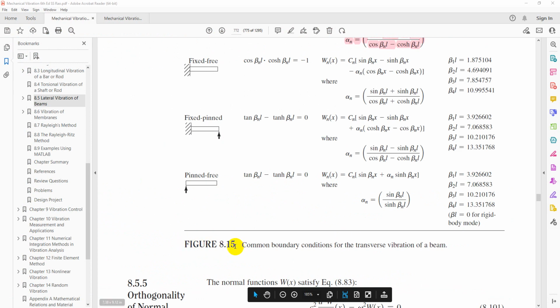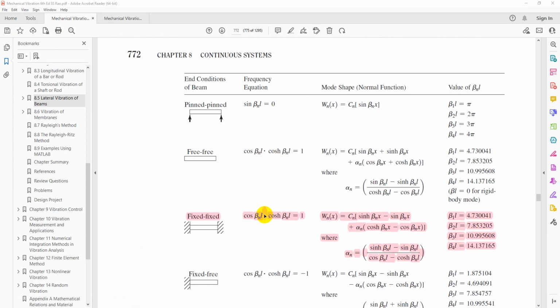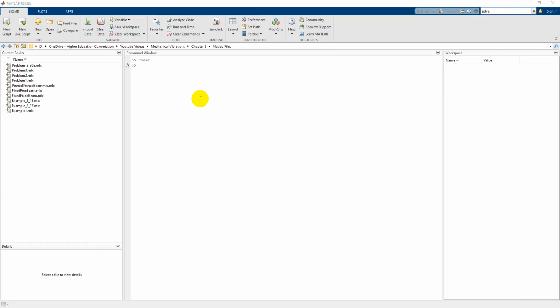This frequency equation is taken from figure 8.15 of chapter 8 for the both-fixed beam, and the frequency equation is cos beta n L times cosh beta n L equals 1. To solve that frequency equation, I have already recorded two videos in the mechanical vibration solutions: example 8.17, solution of the frequency equation for a single root, and the solution of the frequency equation for 5 roots, the MATLAB script to solve the equation to find roots. That is explained in the example 8.18 video, and I'm going to use the script which is used there. So that is MATLAB.